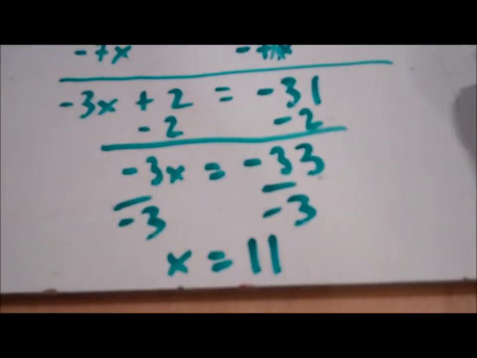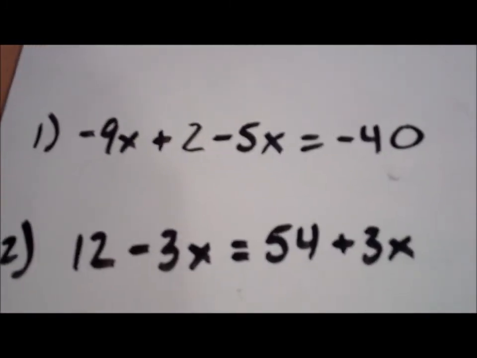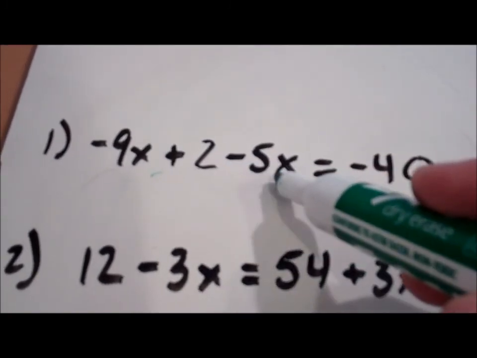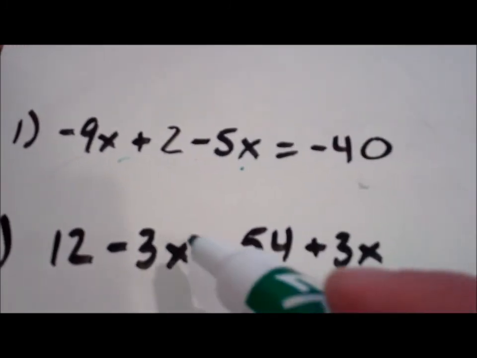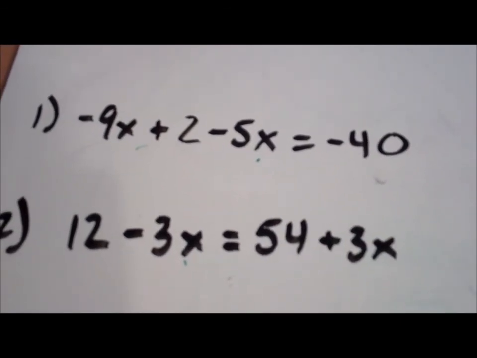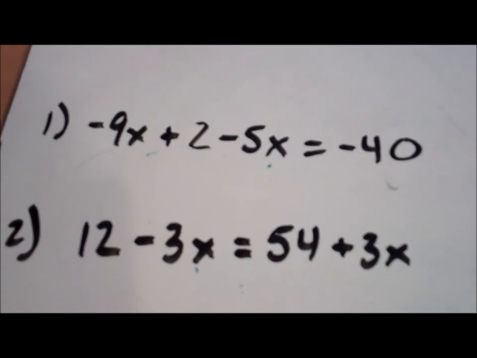The two problems you are going to solve are as follows. Notice on number 1, the variables are on the same side. In equation 2, the variables are on opposite sides. Get your variables together, use two inverse operations, and solve.